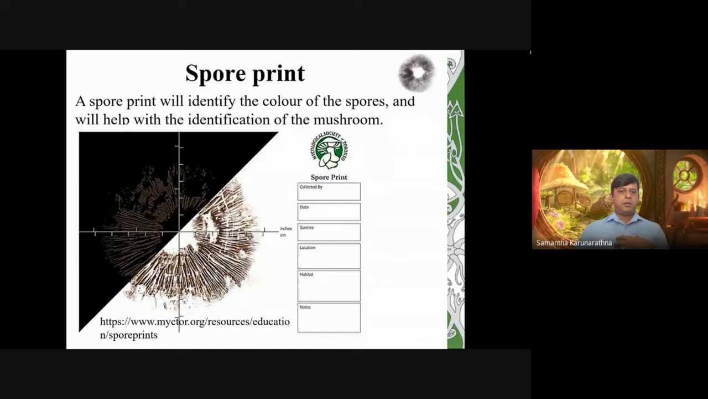So as I mentioned, you can see here the black and white background. So you put the mushroom cap in between. So you can get the spore print on the paper, even if it has light or dark spores. And you can note all the details like this. Next slide, please.